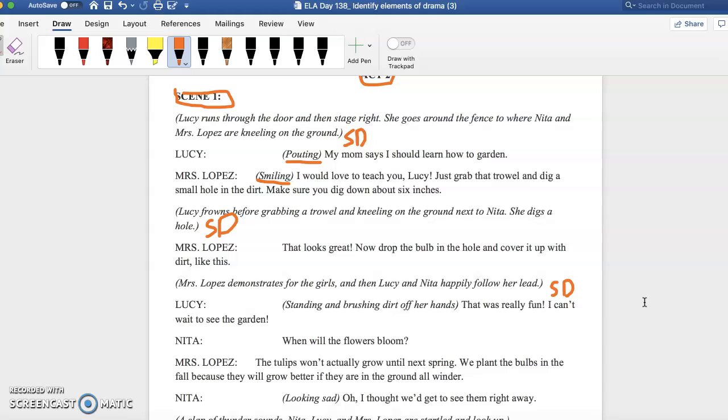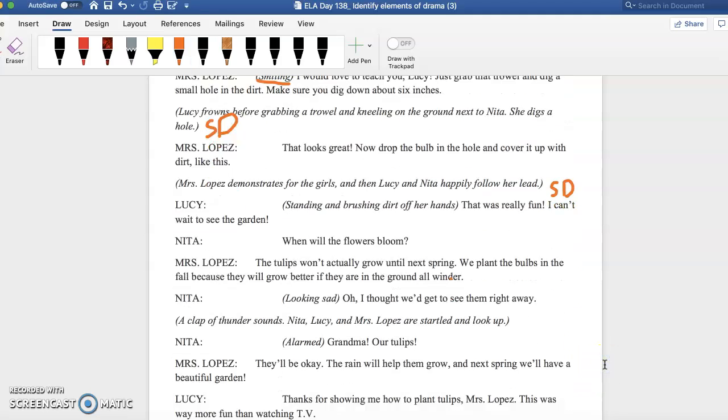That was really fun. I can't wait to see the garden. When will the flowers bloom? The tulips won't actually grow until next spring. We want the bulbs in the fall because they will grow better if they are in the ground all winter. That should say winter. Oh, I thought we get to see them right away.